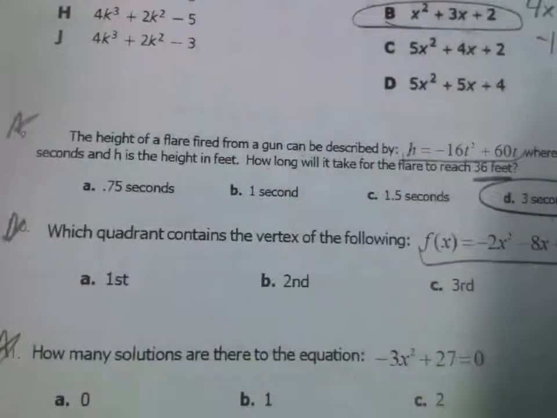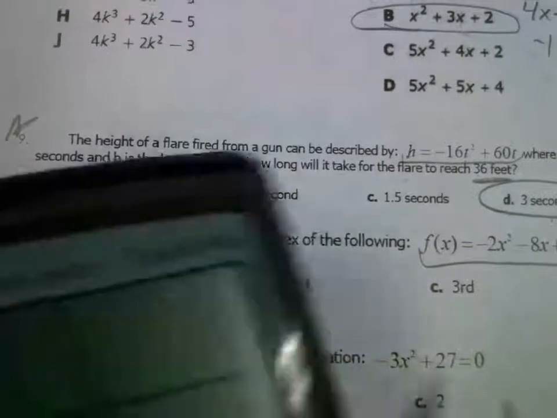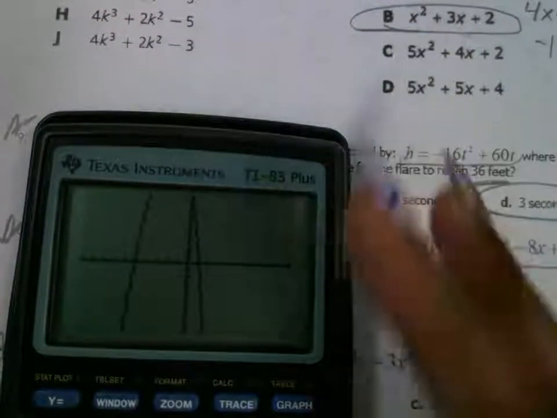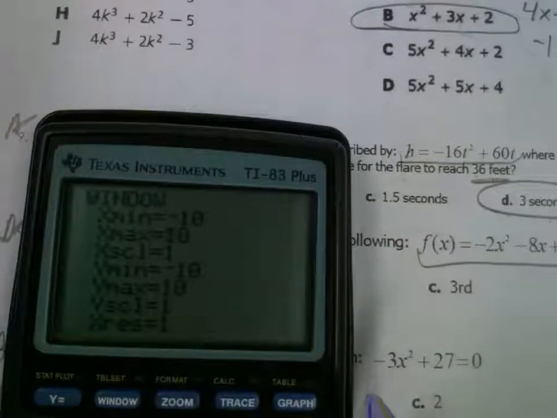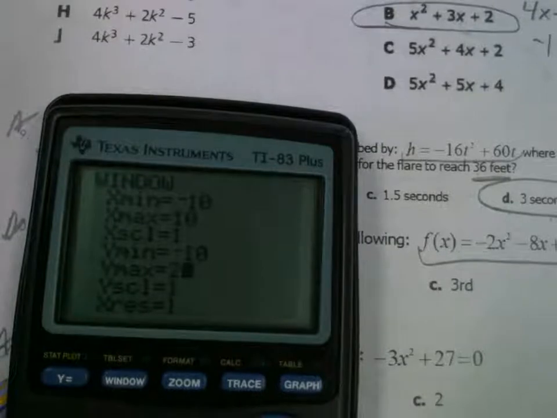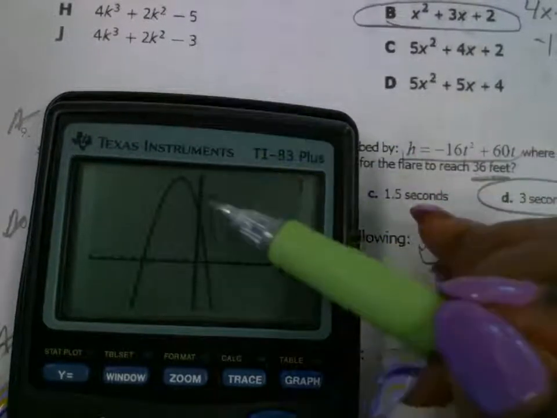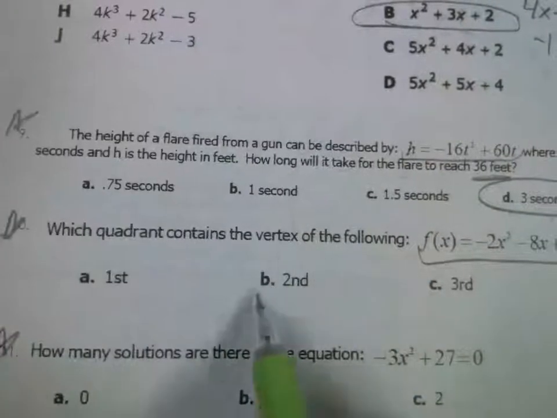All right, so let's see. Which quadrant contains the vertex? So let's go up to see where the vertex is. It looks like it's in quadrant 2, right? So in the window, we need to go up some more. The y-axis needs to go up. Let's go up to 20 and see what that looks like. Yep, the vertex is way up here. This is the second quadrant. So it's quadrant number 2.